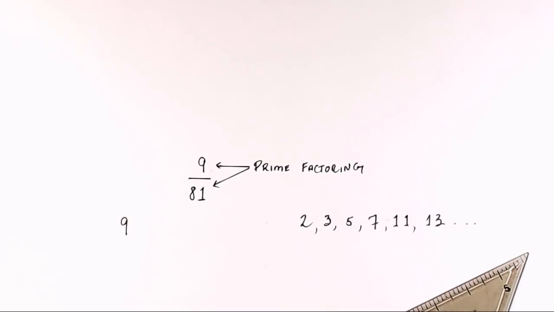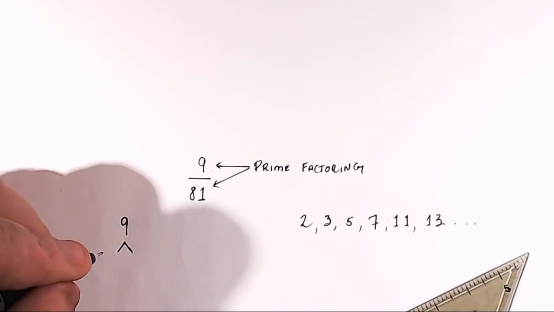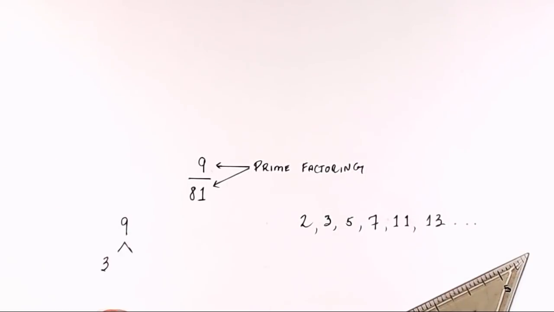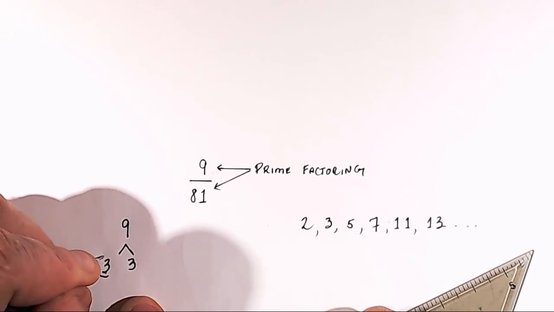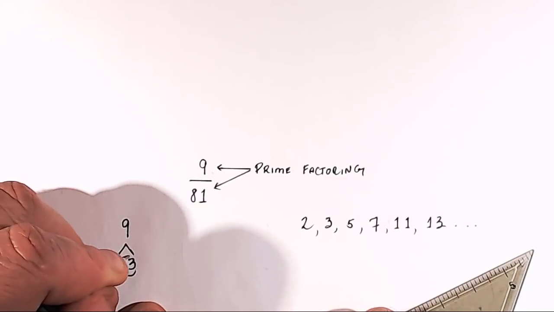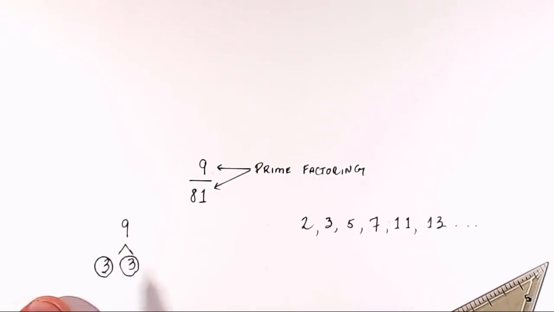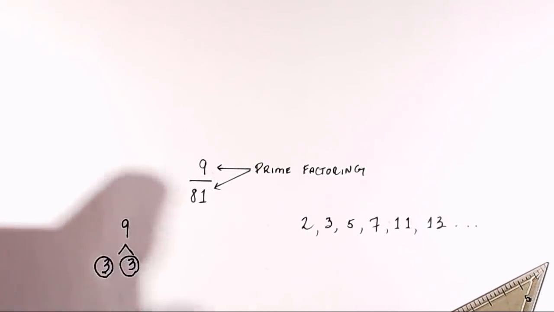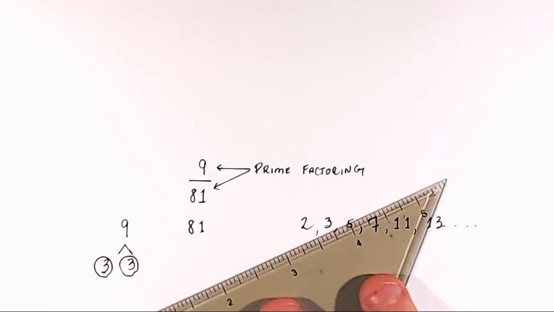You're looking for some prime number that can be divided into 9. So 9 divided by 3 leaves 3. So 3 times 3 is 9. And it turns out that 3 and 3 are the prime factors of 9. Okay, so we have already prime factored the numerator. Let's prime factor the denominator, 81.